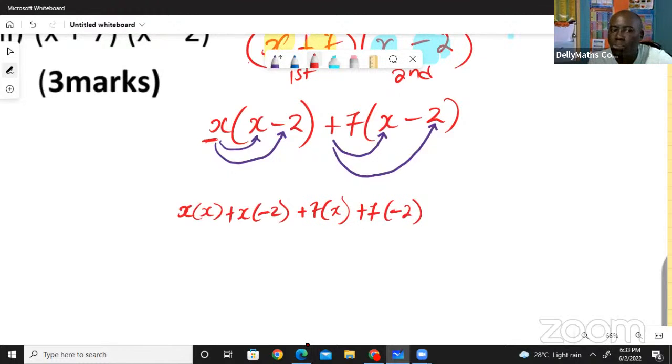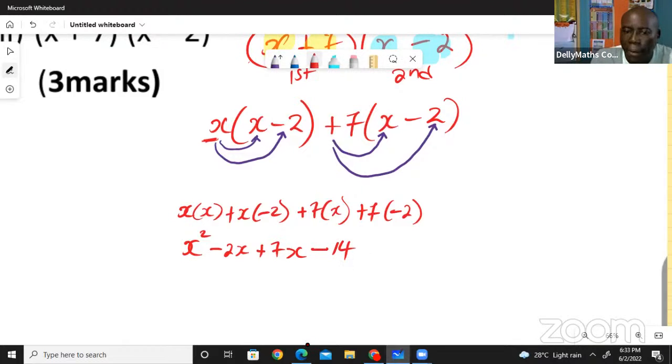So I want us to take our time to look at what's going on. It's the same thing. Now we're going to carry out the multiplication. X times x. When you multiply things that are the same, like letters that are the same, or even numbers that are the same, you add their powers. So x times x will give us x to the second power. X times negative 2 will give me negative 2x. 7 times x will give me positive 7x. And 7 times negative 2 will give me negative 14.